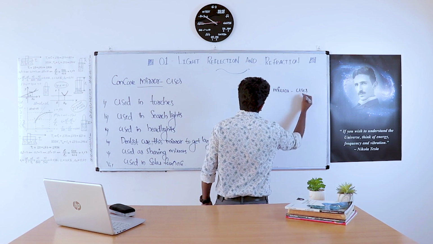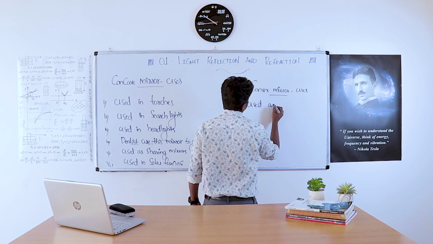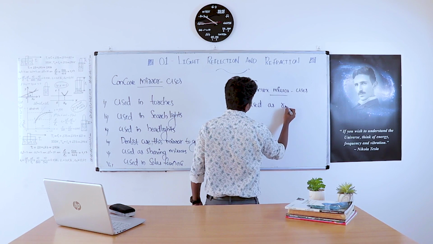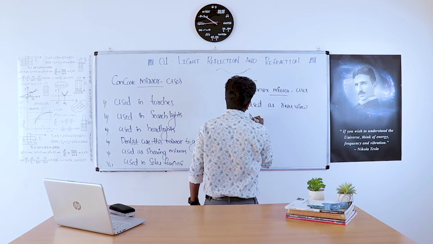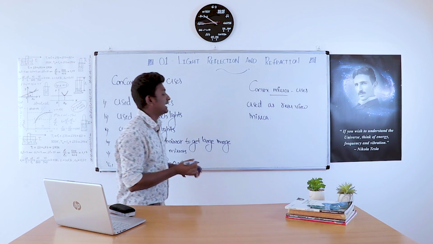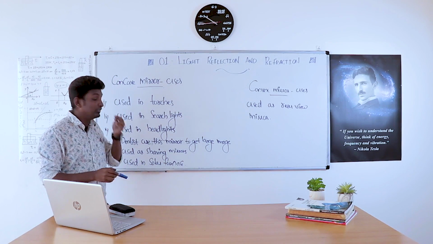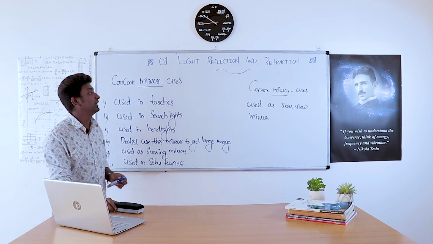Convex mirror. These mirrors are used as rear view mirror in vehicles. So these are the uses of concave and convex mirror.